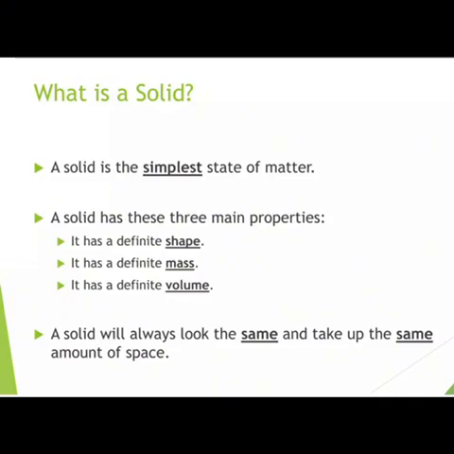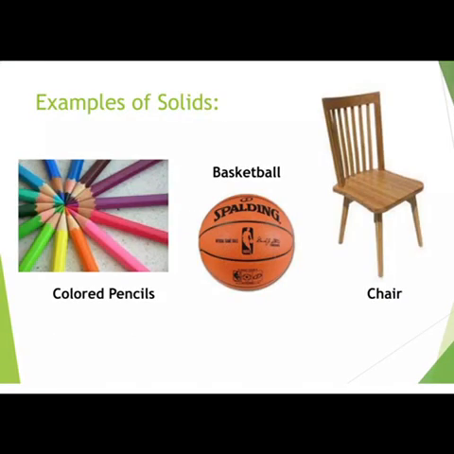A conclusion: the first type of matter, which is solid, will always have a definite shape, definite volume, and definite mass. In this photo, we see three examples of solid: colored pencils, a basketball, and a chair, which will always look the same and will always occupy the same space whenever I hold them and wherever I put them.